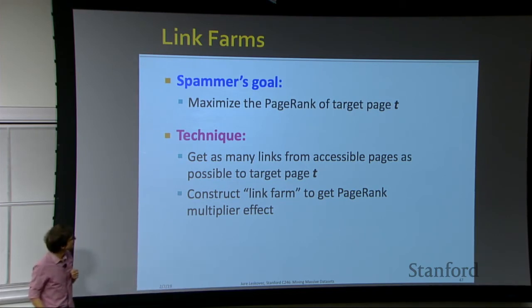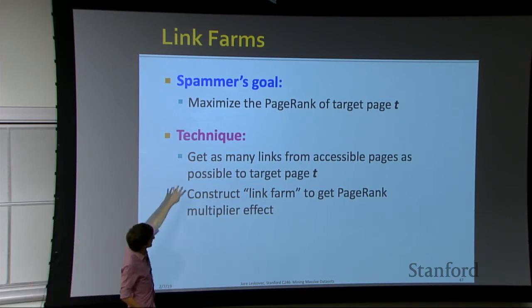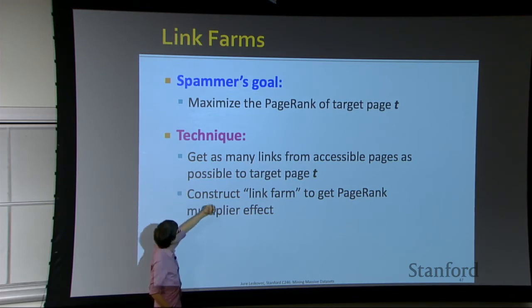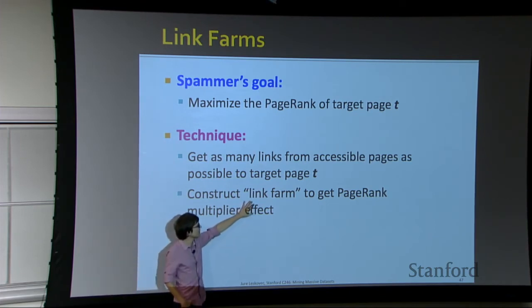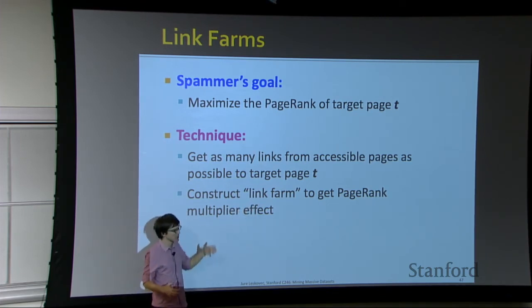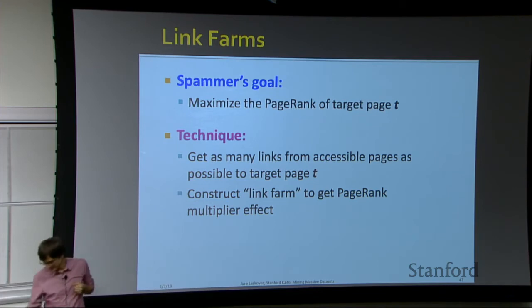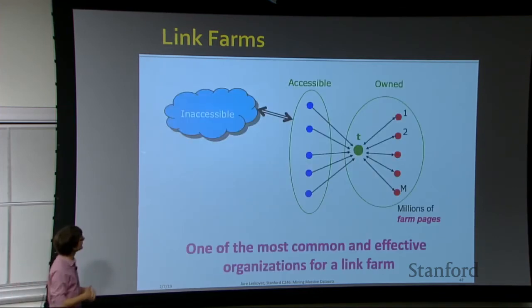Okay? So the idea is that we can create as many links from the accessible pages as possible to the target page T, and then we want to create a link farm to get the PageRank multiplier effect. And one link farm topology to do this would be the following, right?